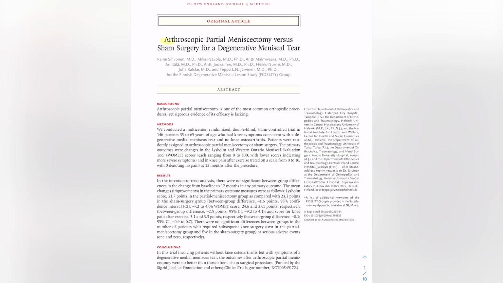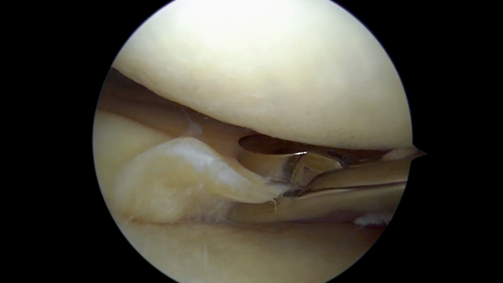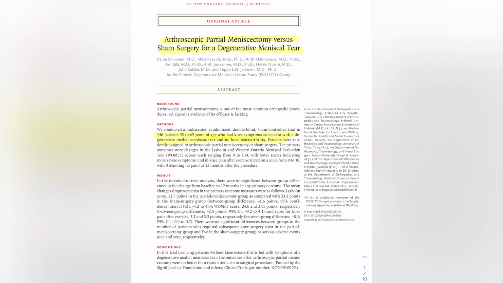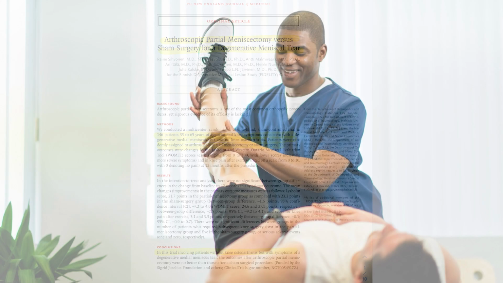So this was illustrated in a study published in the New England Journal of Medicine in 2013. The study consisted of two groups. One that underwent arthroscopic partial removal of the meniscus. So basically they removed the irritated meniscus. And the other that underwent fake surgery. So basically they still had a surgery, but the meniscus was not touched, but this group actually also had physical therapy.